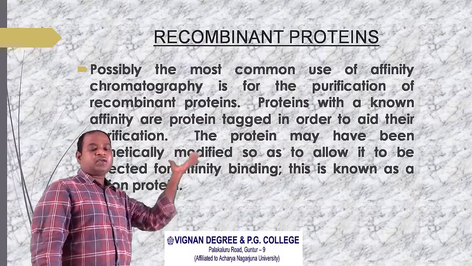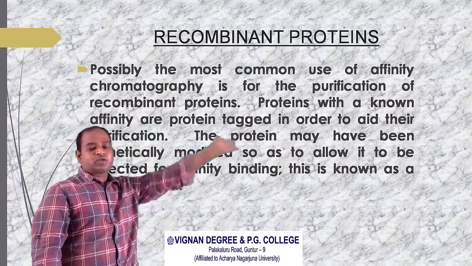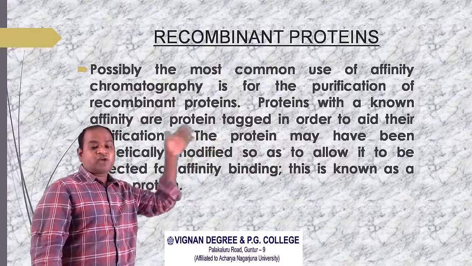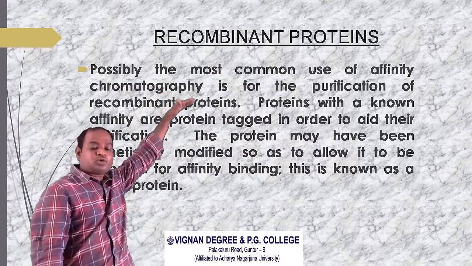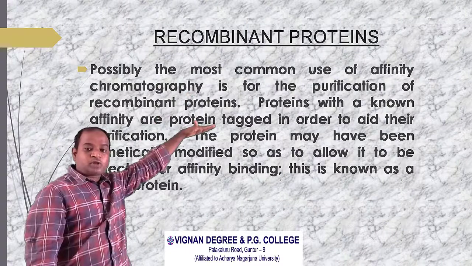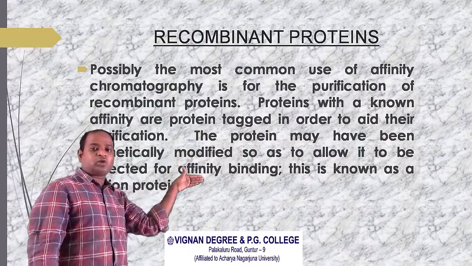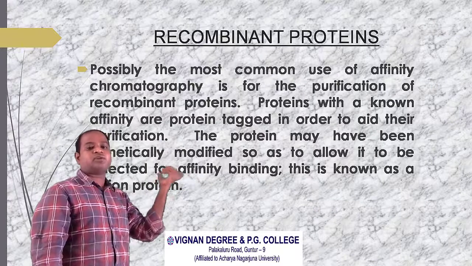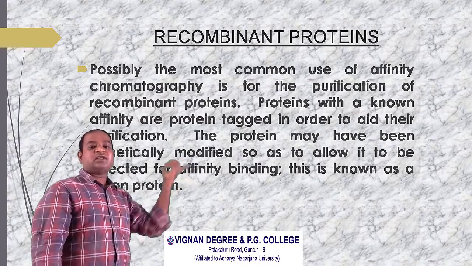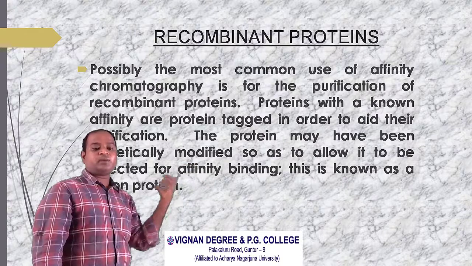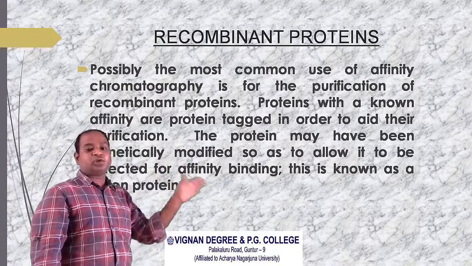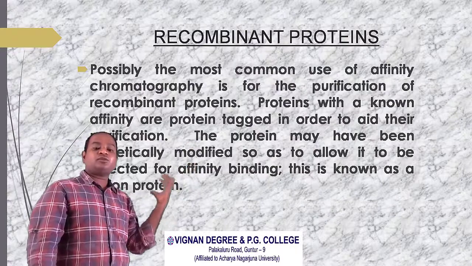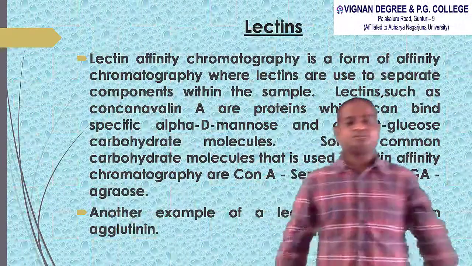The affinity ligand that the recombinant proteins are attracted towards is attached to the stationary phase, and your separating recombinant proteins are poured onto the top of the column. Then the procedure proceeds, and the required binding molecules bind to the stationary phase ligand. A protein may have been genetically modified so as to allow it to be selected for affinity binding. This is known as the fusion protein technique.